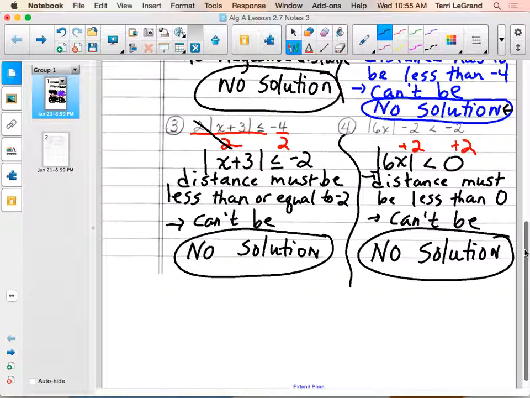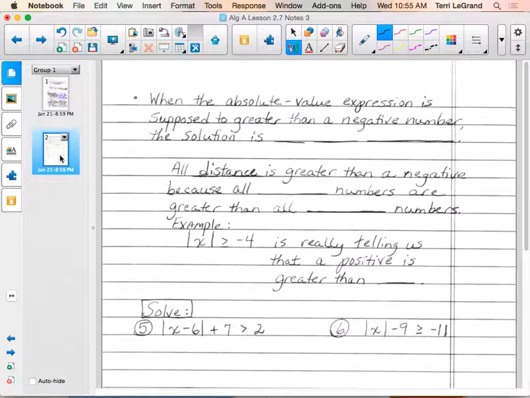So anybody have questions about the no solution ones? Anything still not clear? Or what you need to show? Okay, then I'm going to trust you're going to do it. Let's go to the back side.